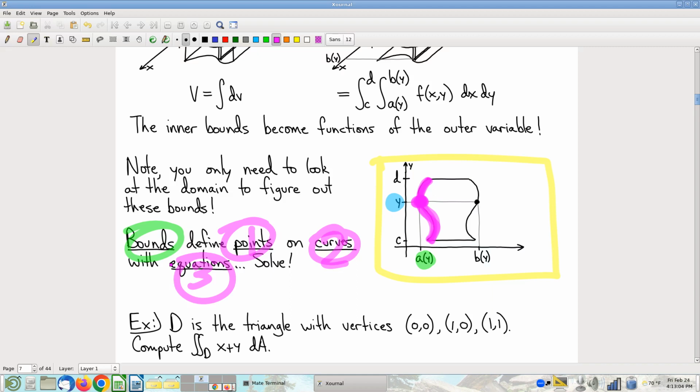And once you have that equation, realize that x, in this case x, because we're trying to find an x bound, x is somewhere in that equation. The bound is just the value of x in that equation, so just literally solve for x in that equation. So that's the process. Bounds relate to points, which are on curves, which have equations. Solve for what you want. Let's see that in action.